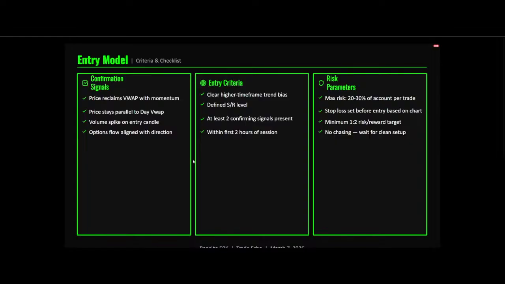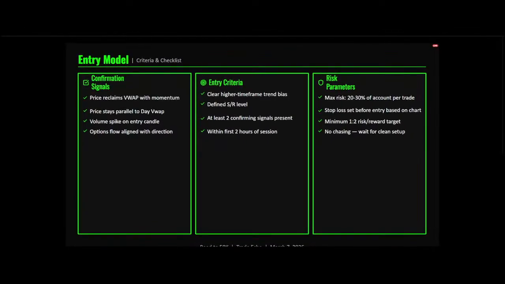criteria, and checklist. So here's the entry model, and I always need confirmation and confluence, not just random touches on the VWAP. Here are some confirmation signals that I actually look for. Number one, price reclaims VWAP with momentum. Price stays parallel to the VWAP, so it's not chopping through it. You've got to have a little bit of direction. Oftentimes, you'll see a volume spike on the entry candles. And then if option flow is aligned with direction from Algo Edge, that gives me great confirmation of, okay, I need to be in this trade.